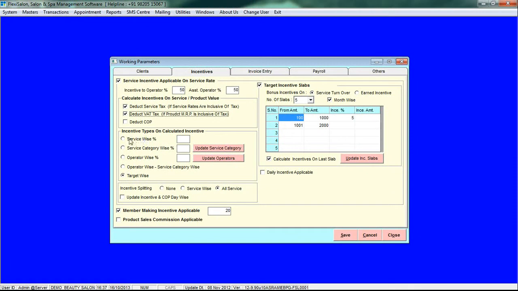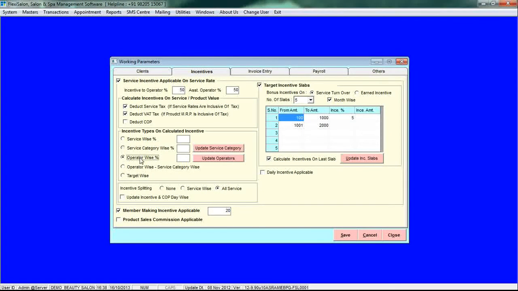One is service wise. For example, if a particular person has done a service of haircut, he'll be given 2%. For skin, he could be given 5%. Same way, we have another, service category wise. Service category wise, it's like you have categorized all your services within hair, skin, or nails. So accordingly, that percentage can be given over here.